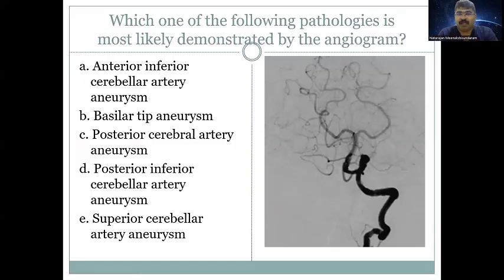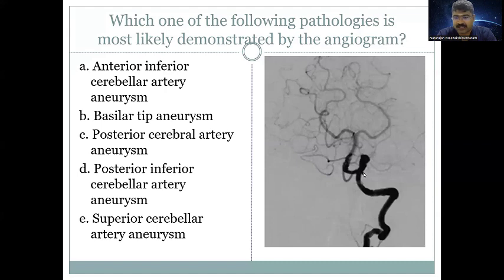Which one of the following pathologies is most likely demonstrated in this angiogram? Anteroposterior projection. What we see here is an anteroposterior projection of the cerebral angiogram, digital subtraction DSA cerebral angiogram. This is the vertebral artery.